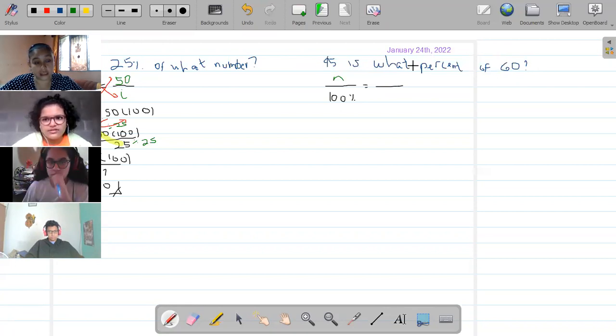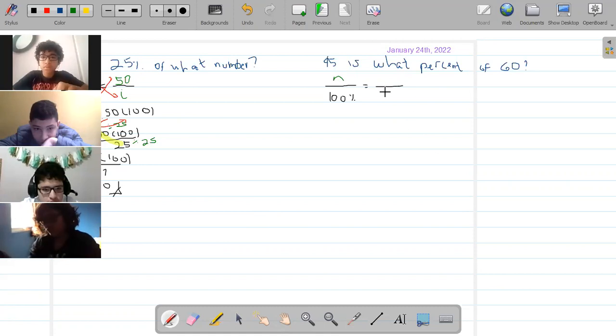The 45 or the 60 is the whole. Which one? The total amount. Would it be 45 or would it be 60? 60, correct. 60 is the whole, because 45 is what percent? So 45 goes on the top with the percentage that we are going to find.